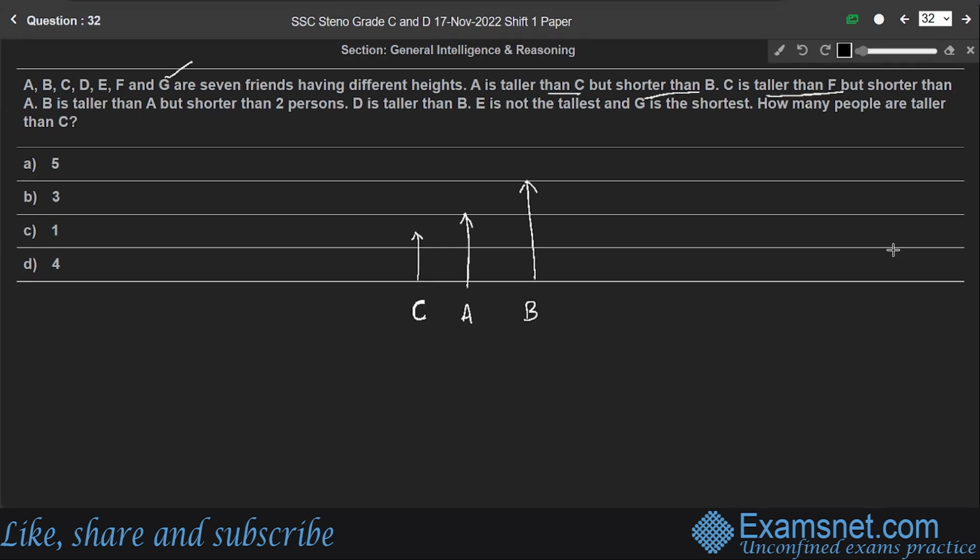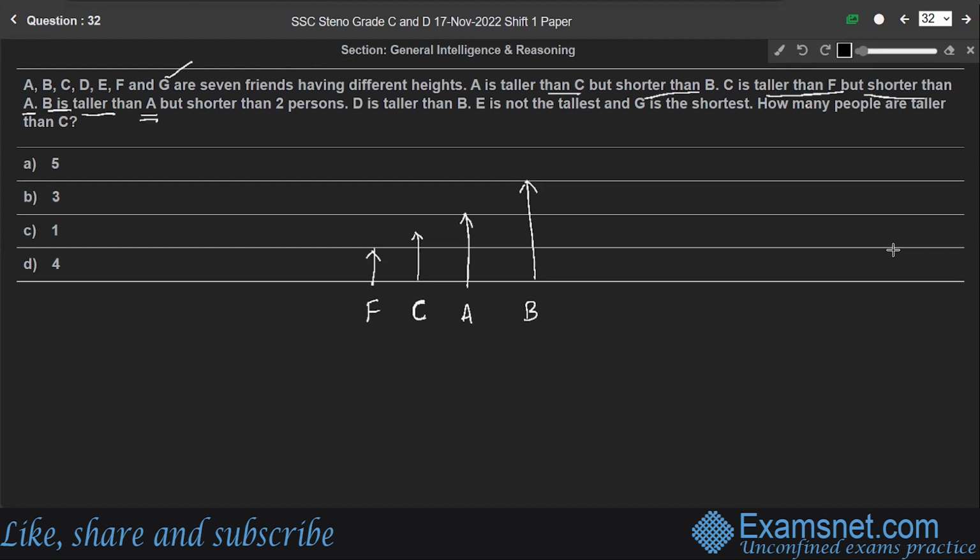C is taller than F. Next point is C is taller than F. Therefore, person F is shorter than C, right? But shorter than A. C is shorter than A. This condition is already satisfied, right? Next point. B is taller than A, right? So this condition is already satisfied.